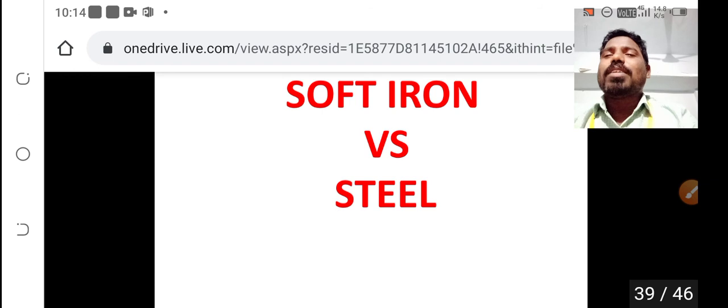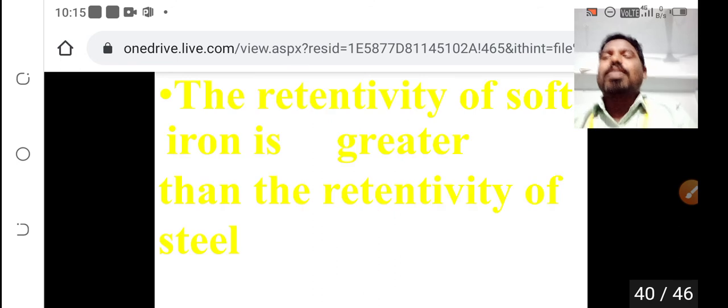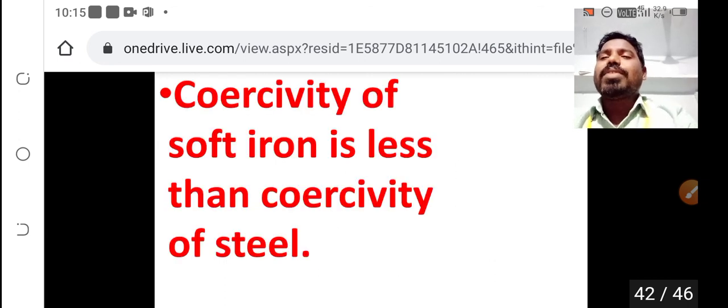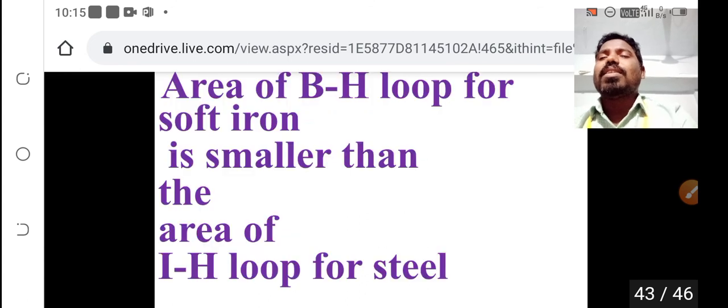Coming to the table, the relation between soft iron and steel. The retentivity of soft iron is greater than the retentivity of steel. Soft iron is more strongly magnetized than steel. Coercivity of soft iron is less than coercivity of steel.